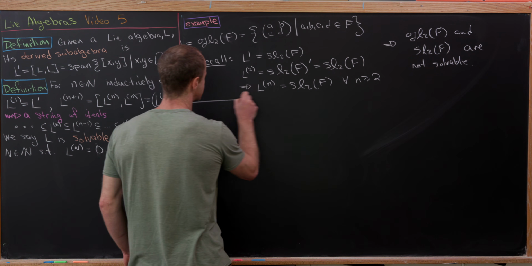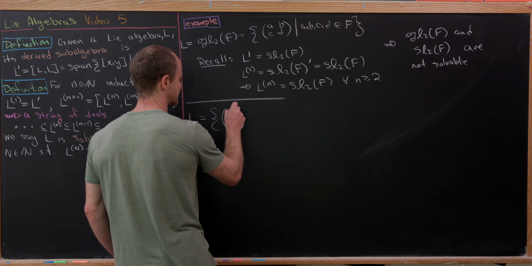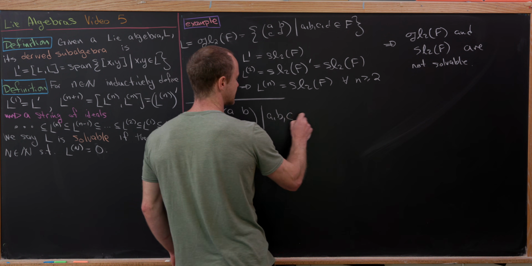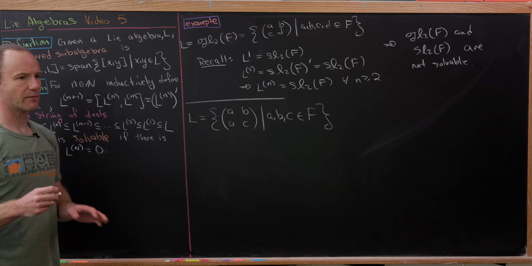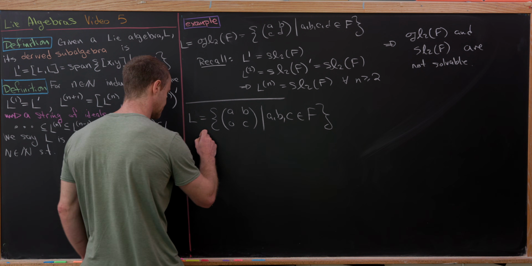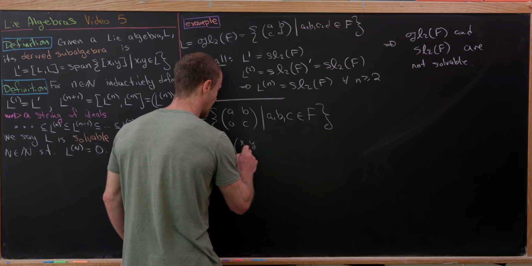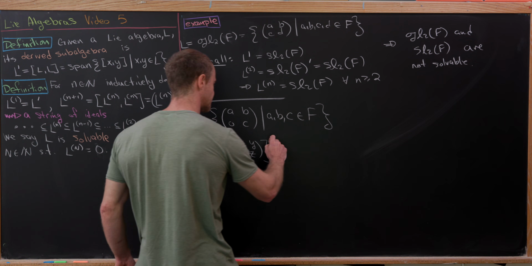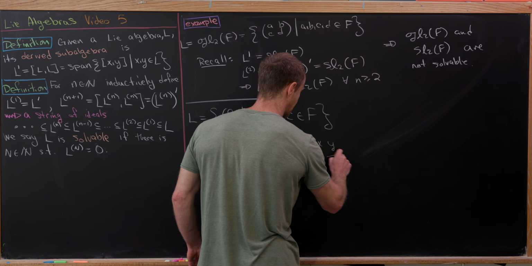So I'm going to reuse the letter L, and now let's say that L is equal to all upper triangular matrices. So A, B, 0, C, where A, B, and C come from our field F. But now what I'd like to do is take a bracket of two arbitrary elements from this to get an idea of what L prime is. So if we need to do bracket A, B, 0, C with X, Y, 0, Z, where X, Y, and Z are from the field as well, well, that's just going to be the product in one order minus the product in the other order. So let's get that calculation going.